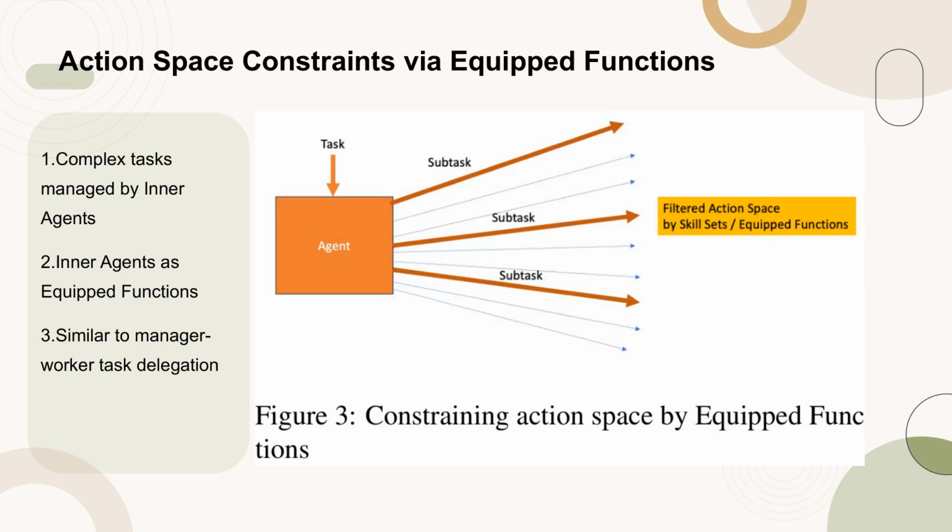Figure 3 illustrates the concept of constraining action space through the use of equipped functions. For more complex tasks, an additional agent, referred to as the inner agent, can be employed as the equipped function. This setup is analogous to a manager delegating tasks to workers, each with their own expertise. By integrating intelligent inner agents as equipped functions, the system can handle more intricate tasks effectively.